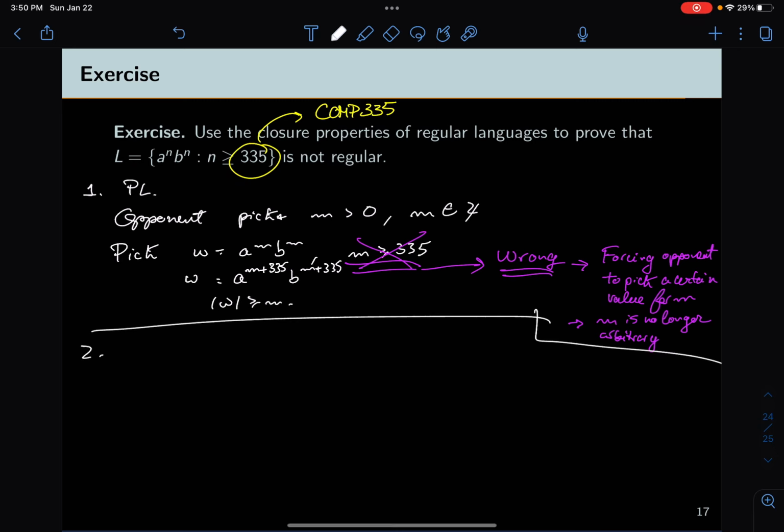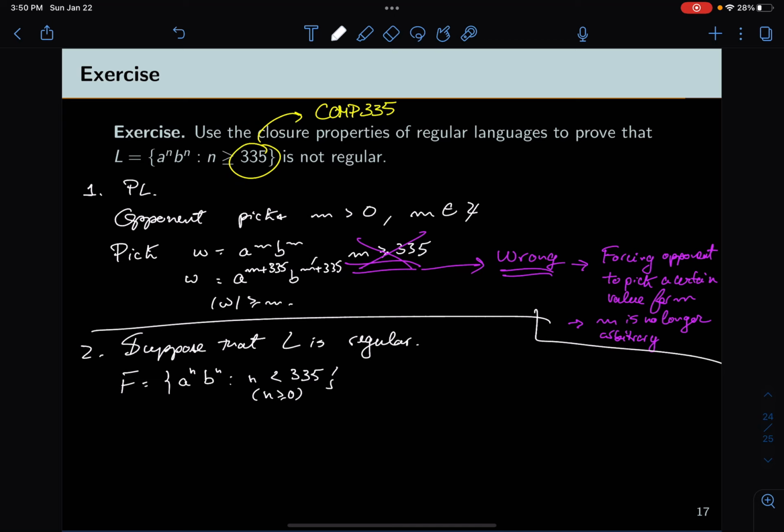What we're going to do is just use the closure properties. So how are we going to do that? Well, we're going to suppose that L is regular. Okay, so we suppose L is regular. And now let's set F to a new language. F is going to be the language a^n b^n, where n is strictly less than 335. Of course n is greater or equal to 0, because what does it mean to have a negative exponent? It doesn't mean anything. So this is the language F.